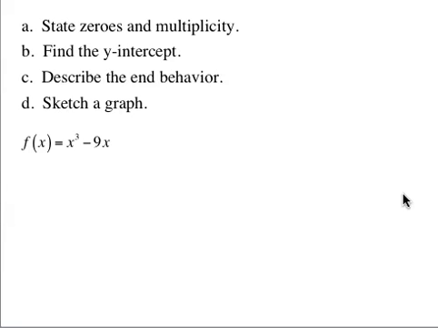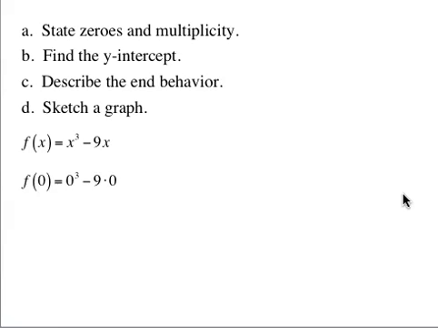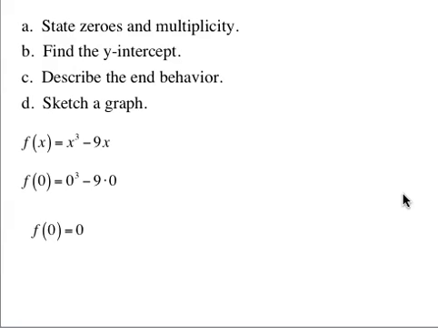Next up, we want to find the y-intercept. So that is the y value when x is 0. So if I plug 0 in for x, what do I get for y? 0 cubed minus 9 times 0. f of 0 is 0, so the y-intercept is 0.